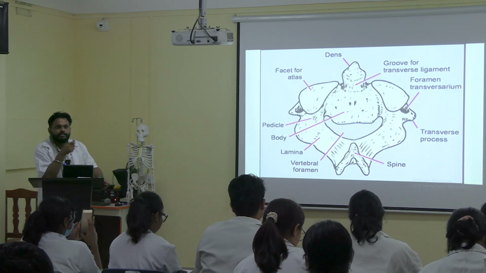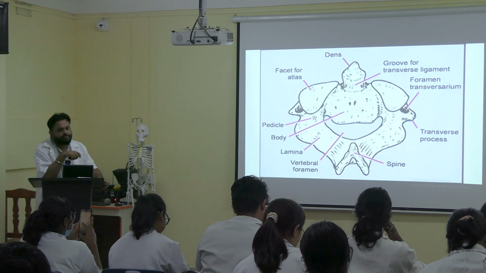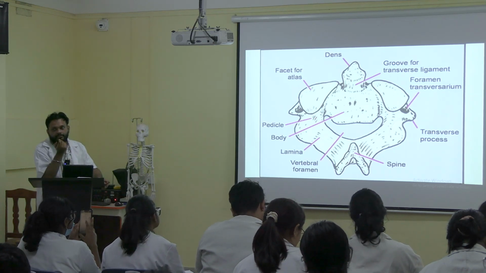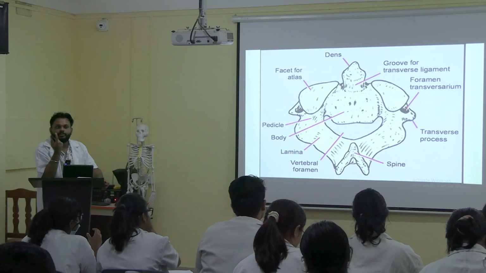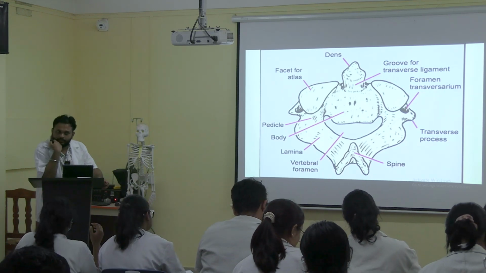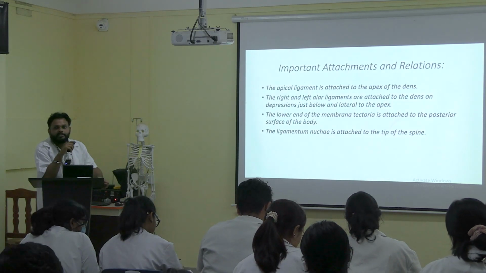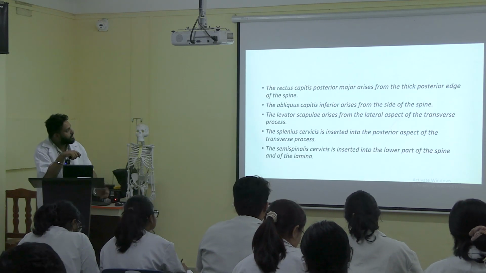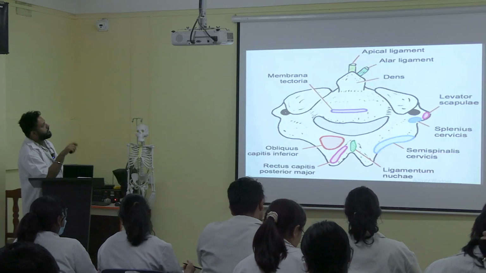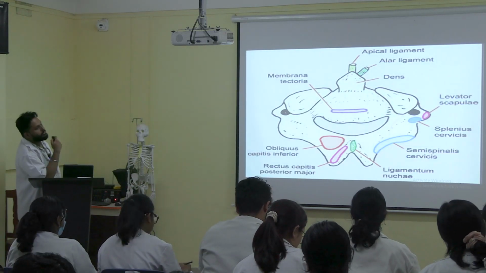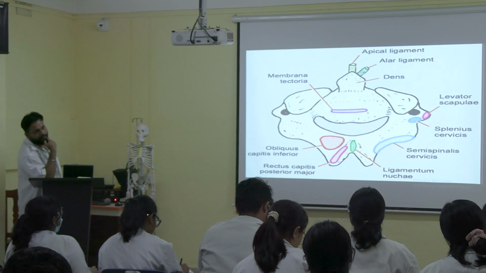Okay. So this is the most common site of fracture in case of judicial hanging, also known as hangman's fracture. Hangman's fracture. Okay. Now the important attachments and relations. Everything has been written. Just read with me. Okay.